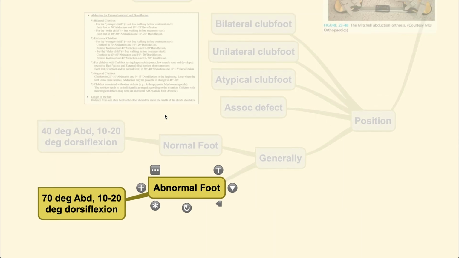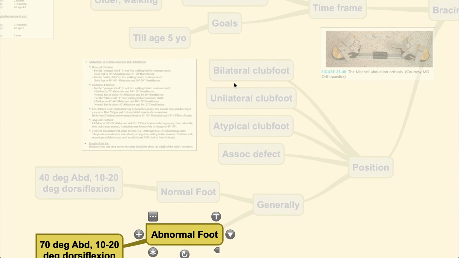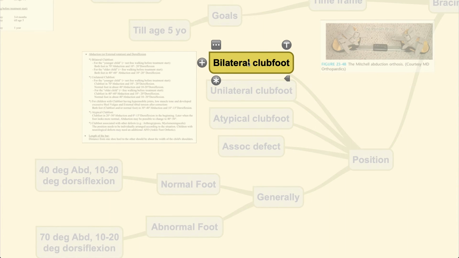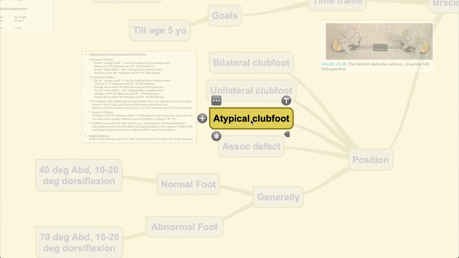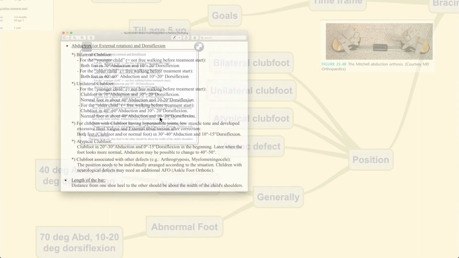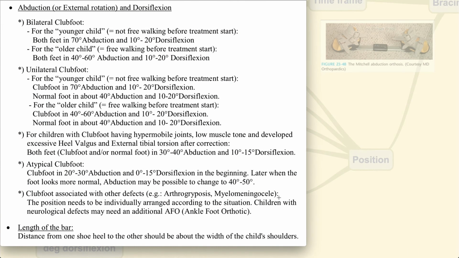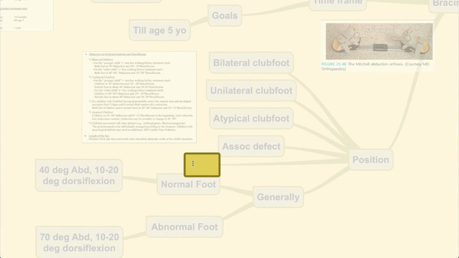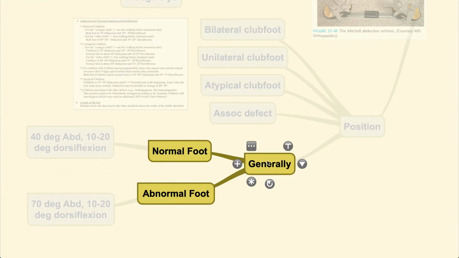Now there are certain exclusions for these normal values, that is if the patient presents with bilateral clubfoot, unilateral clubfoot, atypical clubfoot, or those with associated defect. And you can see here in the global health guidelines that they have shown you clearly what the goals are that need to be achieved for each of those clubfoot types. And you can read them and try to understand them. These are the general guidelines, but you do not need to memorize each and every one of them. You need to know what the general acceptable values are.